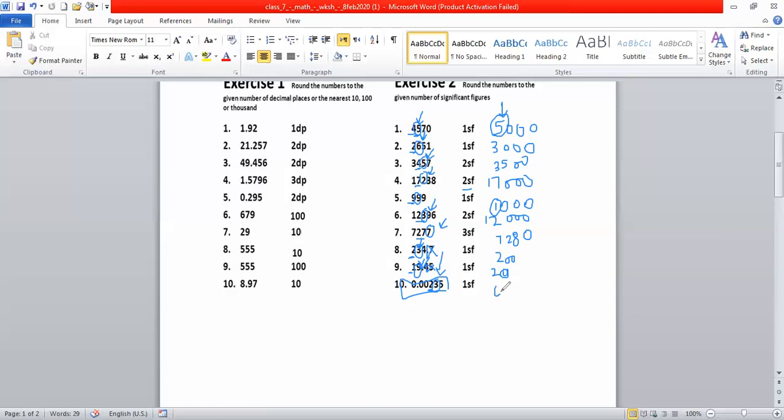So 0.002. Okay, the remaining values are ignored. So this is how we round up all these numbers. I hope you understood up to here. If you have any queries, you may comment here in Q&A anytime. I will try to respond as soon as possible. Let's move ahead.